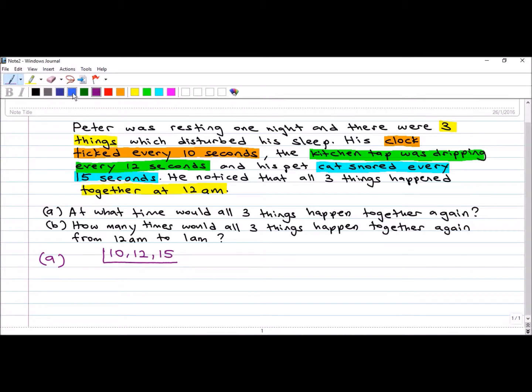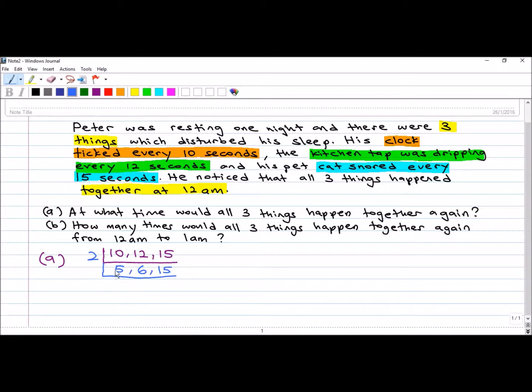Let me explain to you what I mean. So here I start at the lowest number, which is 2. If you notice carefully, 15 is the only number which cannot be divided by 2, but it's alright, we will continue. So 10 divided by 2, 5. 12 divided by 2, 6. 15 cannot be divided by 2, so I let it remain.